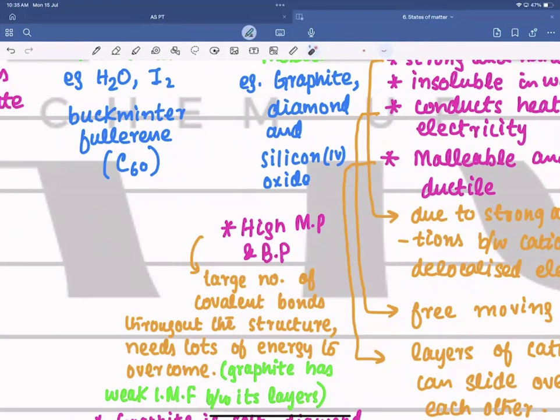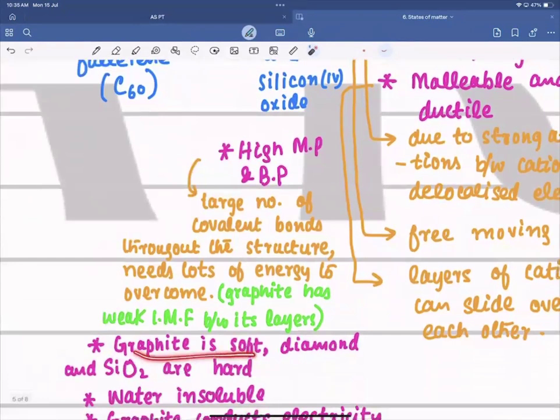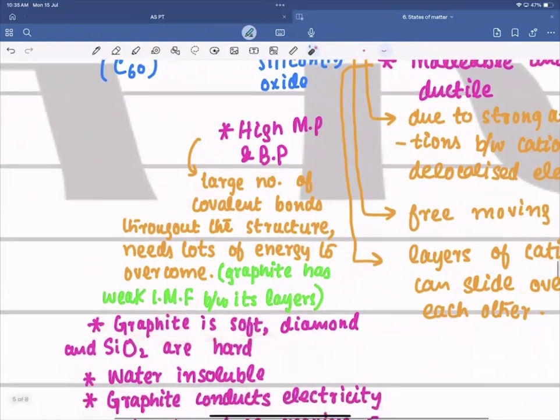Now, graphite is soft, and the reason is that its layers can slide over each other. There is a layered structure, and there are intermolecular forces which make graphite soft. On the other hand, diamond and silicon dioxide are hard. It is because they have only strong covalent bonds. They don't have any intermolecular forces, so they have only strong covalent bonds that make them hard. Is this clear? Yes, sir.